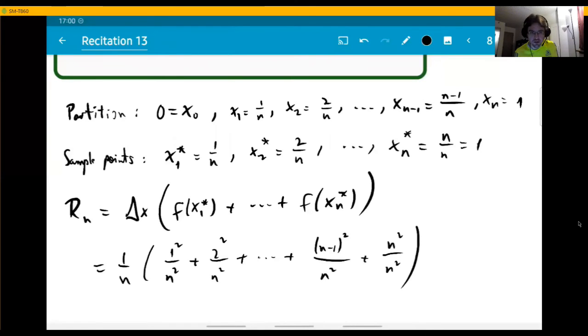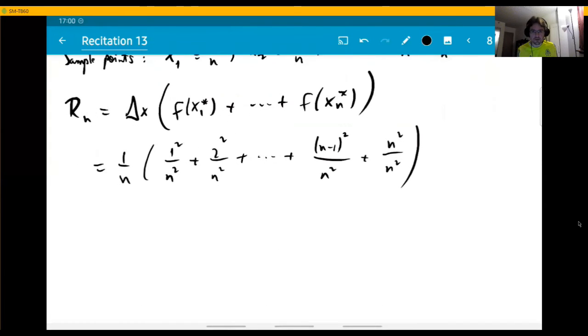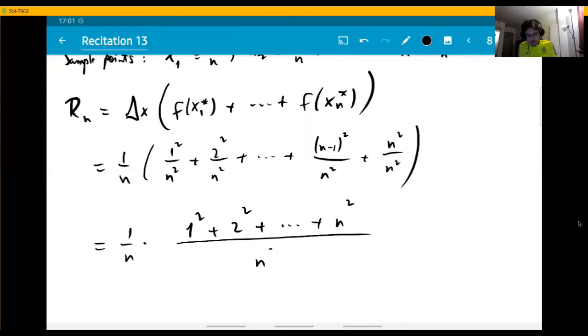xi star is i over n. And then when you calculate f on that, you're just raising to the square. So this is the Riemann sum with n pieces, and we can try to simplify this now. You have 1 over n times, in the numerator, a sum of squares. The denominator is just n squared for each one of these fractions.